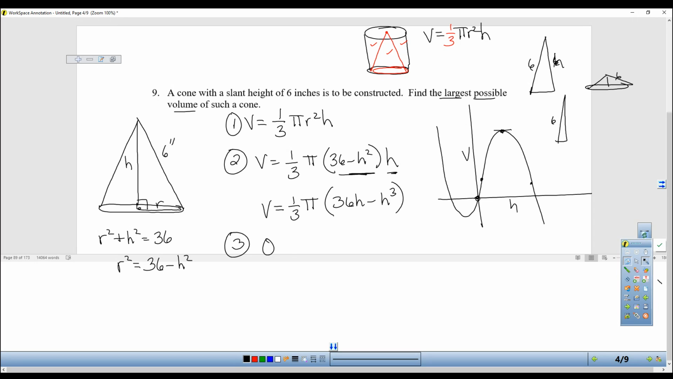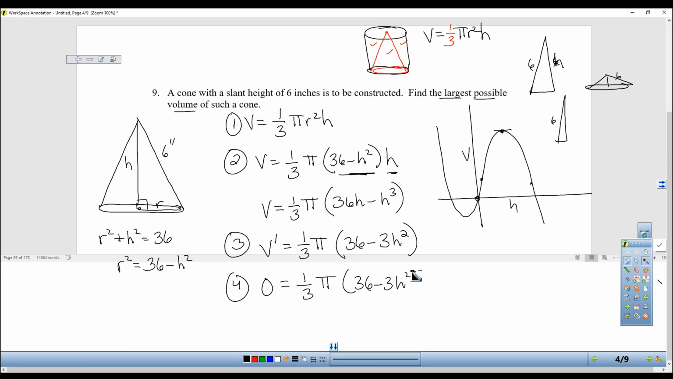So I'm going to set it equal to, not yet. I didn't actually take the derivative. V prime, make sure you're always labeling your work really carefully. This is a constant. I can leave it on the outside. And because I've multiplied this, I don't have to use product rule. I can just do that. I set the derivative equal to 0. But there's two parts. Either 1/3 pi is equal to 0, which it's not, or 36 minus 3h squared is equal to 0, which must be it.